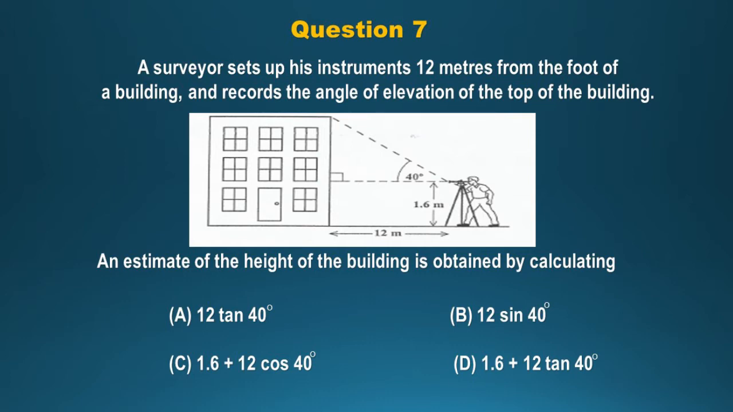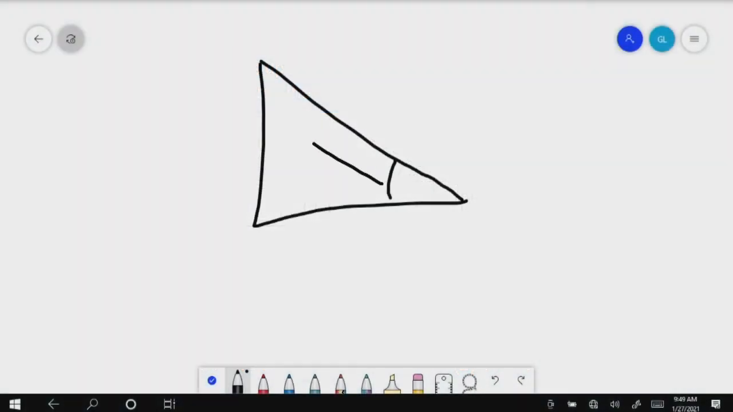They're telling you that when the surveyor is viewing the top of this building, the angle of elevation is formed when we're viewing from an elevated position. When we mention angle of elevation, it's very important for us to know where exactly we're looking from. And this surveyor is looking from a point which is 12 meters away from the building. They're asking us to find an estimate of the height of the building obtained by using which calculation? Now, I want you to take key note: the height of the building.